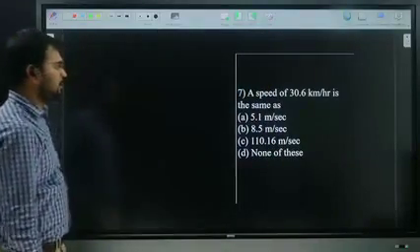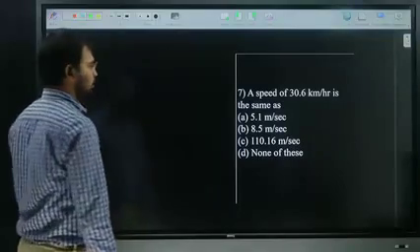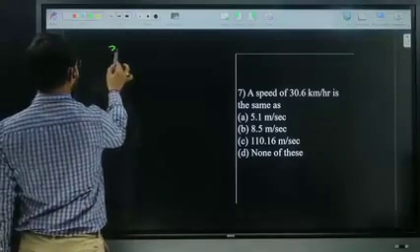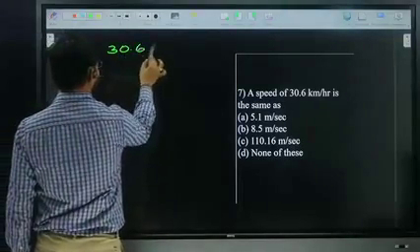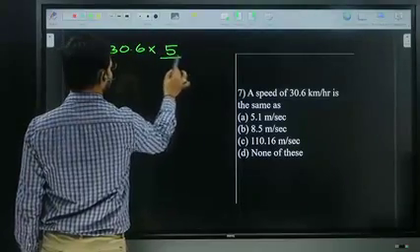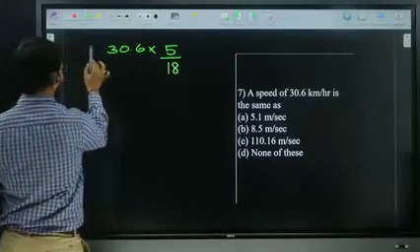A speed of 30.6 kilometers per hour is the same as dash. Just convert it into meters per second, into 5 by 18.